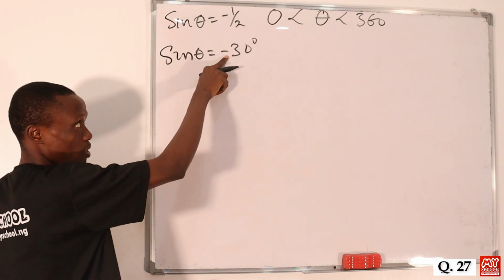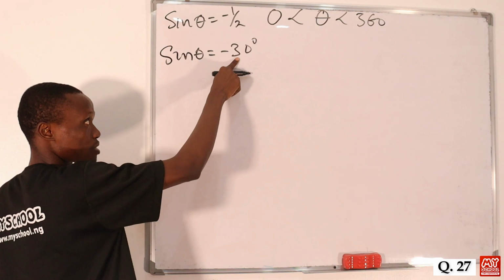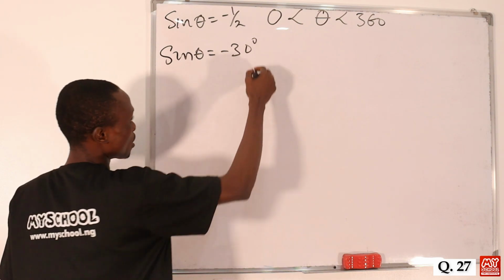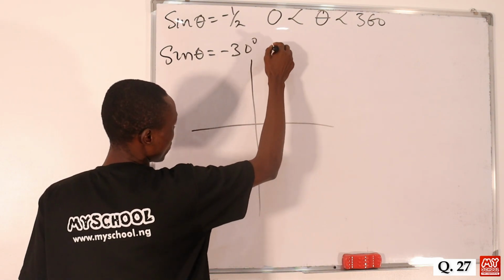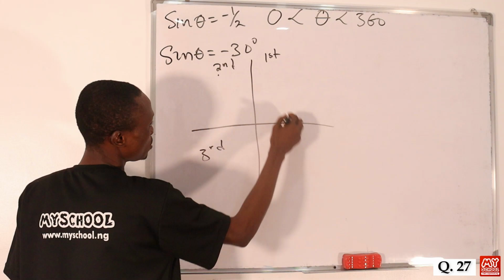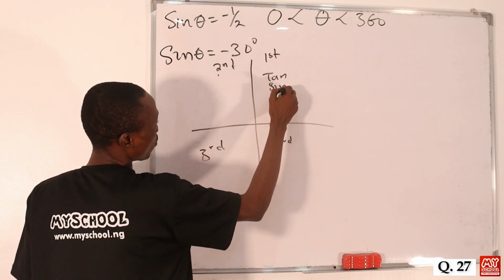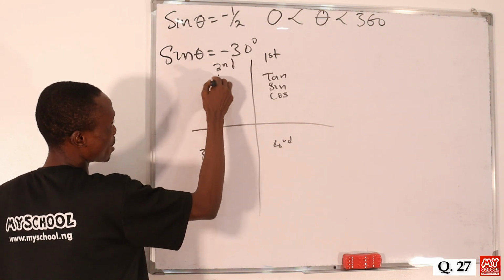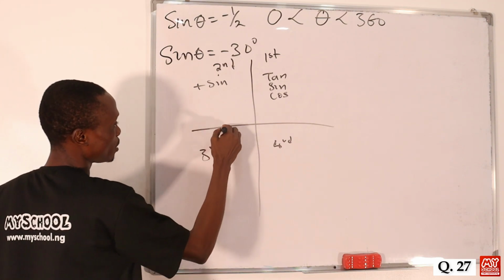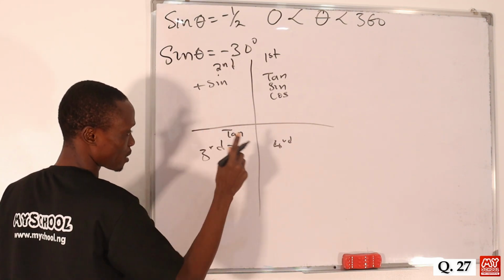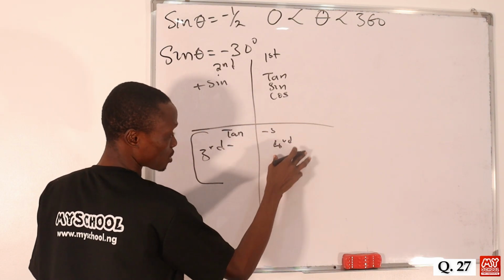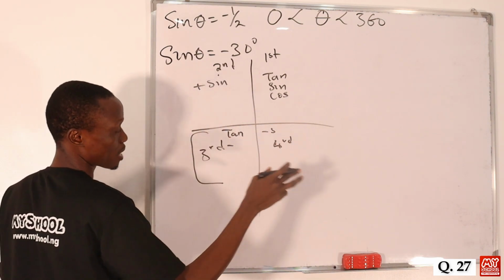So this minus here is simply telling us that this angle 30 is not in the first quadrant, it's not in the second quadrant, but in the third and fourth quadrant. Now, remember your quadrants. Here is the first quadrant, here is the second quadrant, here is the third, then here is the fourth. In the first quadrant, tan, sine, and cos are all positive. Here in the second quadrant, only sine is positive, while cos and tan are negative. Here, only tan is positive, while sine is negative. So sine is negative here and also negative here. But in the fourth quadrant, only cos is positive, while tan and sine are negative.